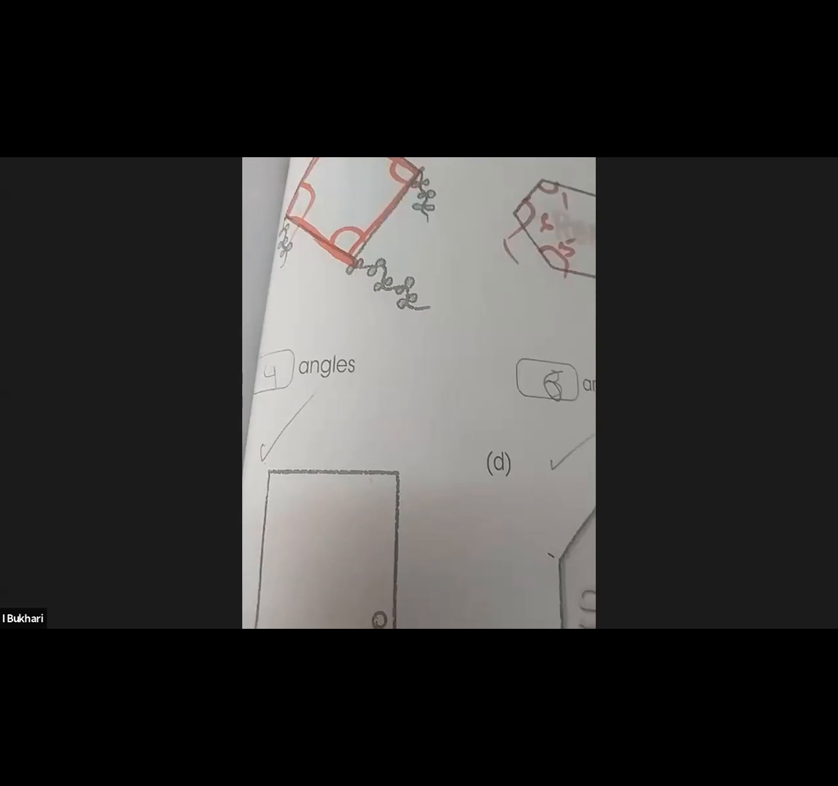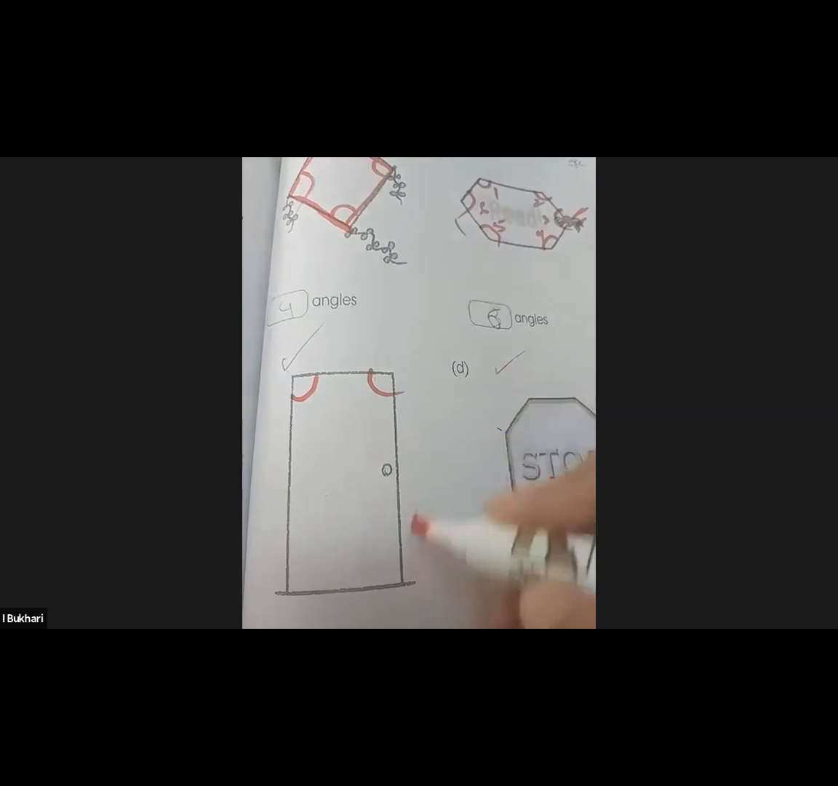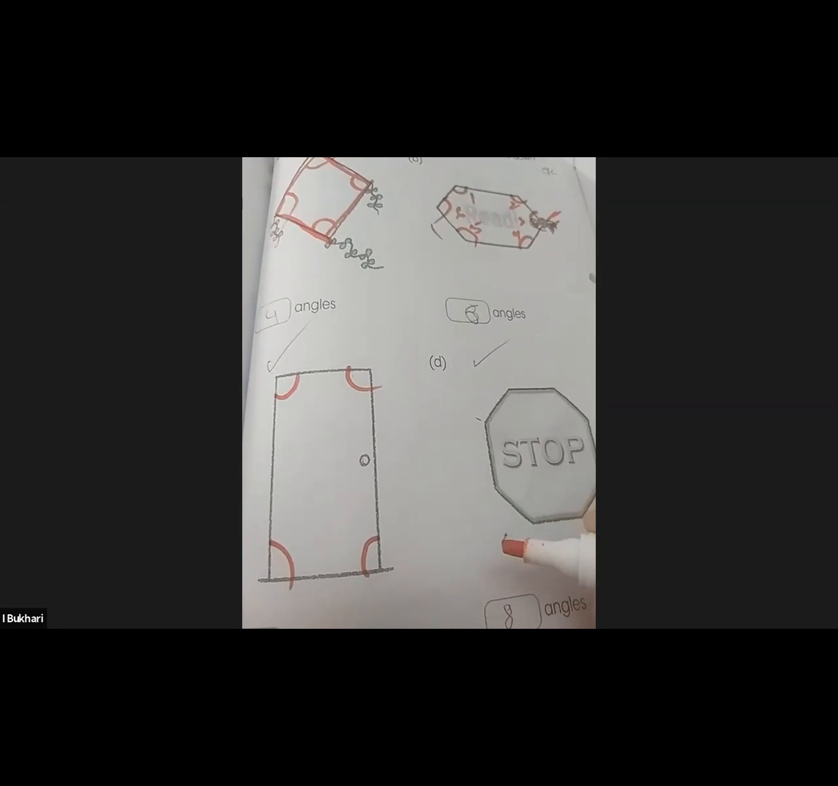Okay, so now let's move on to part C. Who wants to do it? Minal, let me give somebody new a chance. Okay, Minal. Yes, Minal? 4 angles. Let's count them together. 1, 2, 3, 4 angles, right? Good job.